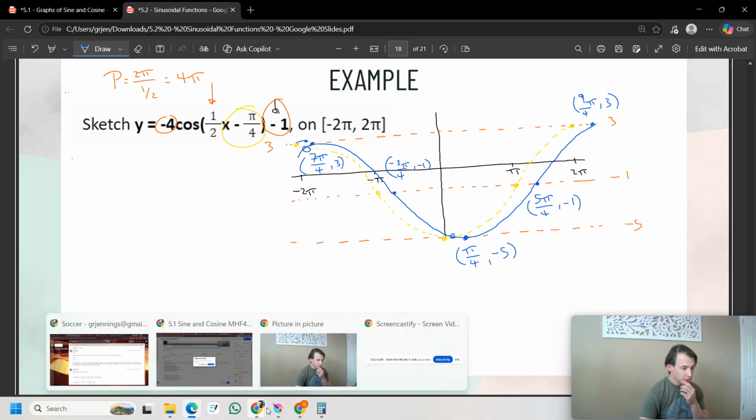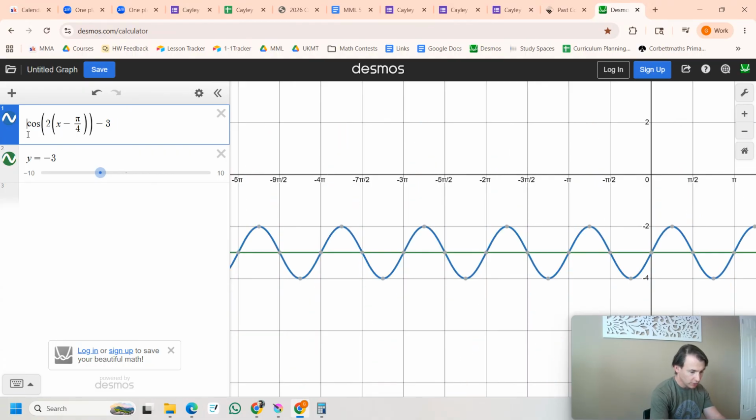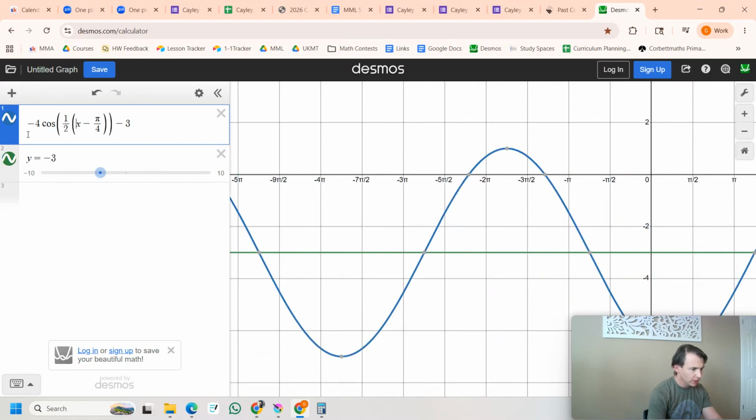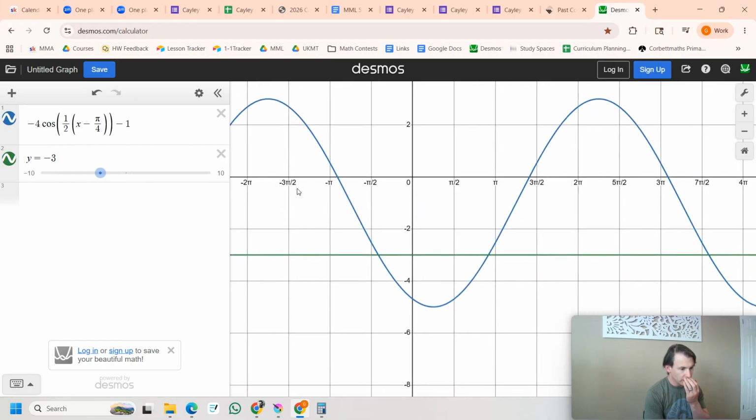And do you suppose we should check that in Desmos? Yes. Minus 4. See how quick it is to check it in Desmos? And then we knew this was, I think, 1/2. Pi minus pi by 4 looks right. Minus 1, I think it was. And we were looking at it on the domain of 2 pi to 2 pi.